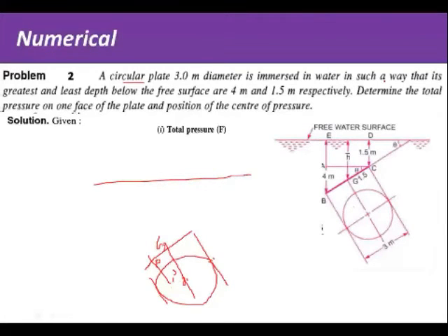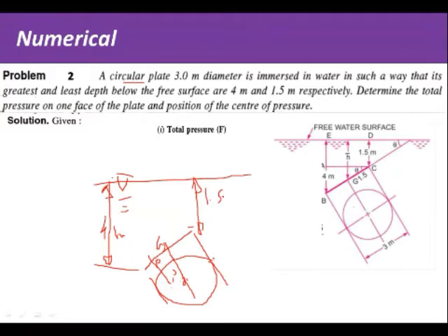They are immersed in water in such a way that the greatest depth is this. So this greatest depth is 4 meter and this least depth is 1.5 meter respectively. Determine the total pressure on one face of the plate. That means we are supposed to find out the force F acting at point P, and the position of center of pressure, that means this H star, we are supposed to calculate.